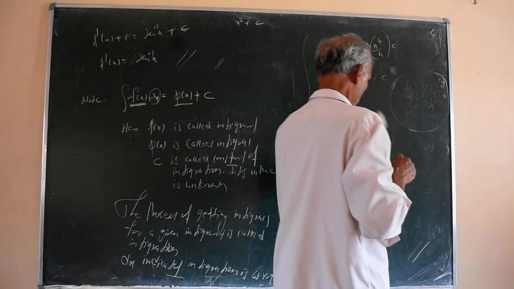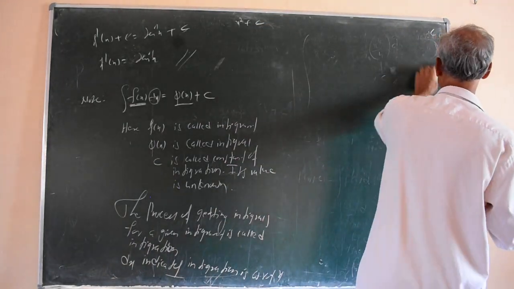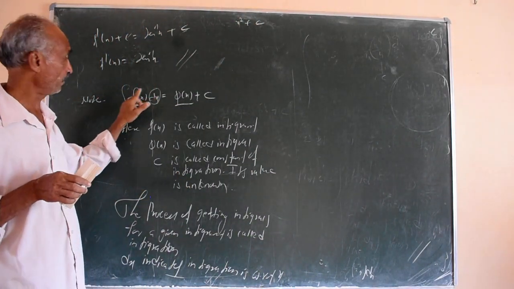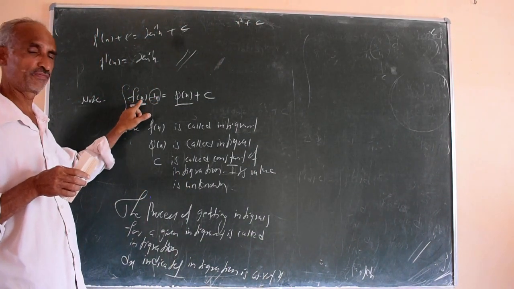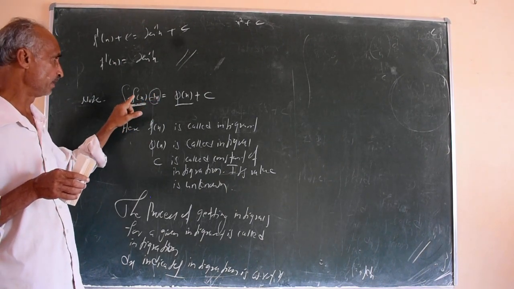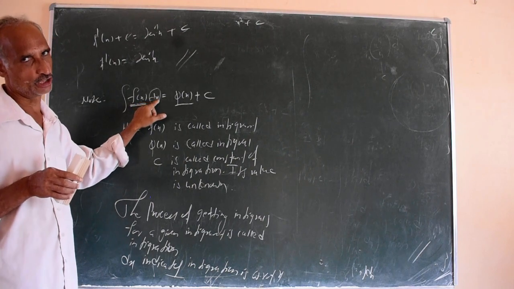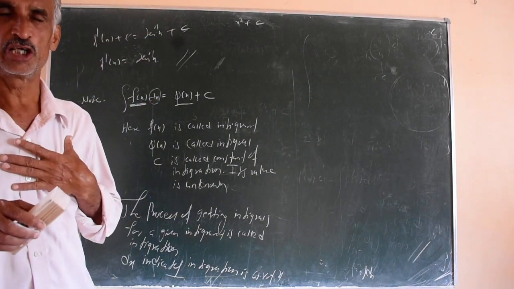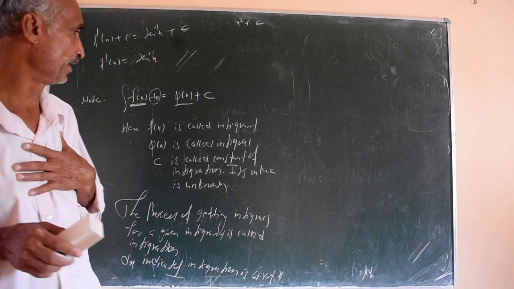So here it is f of x dx, which means f of x has dx. Here f of theta is there, so d theta should be there. Here f of z is there, so dz should be there. F of t is there, so dt should be there. The integrand of a certain variable can be integrated with respect to that variable only.